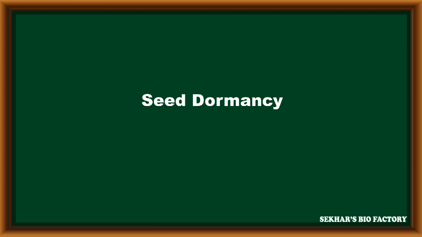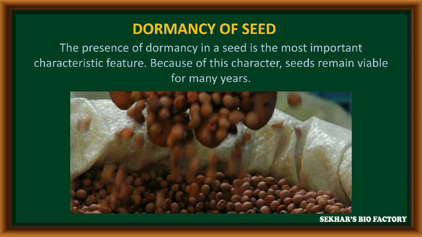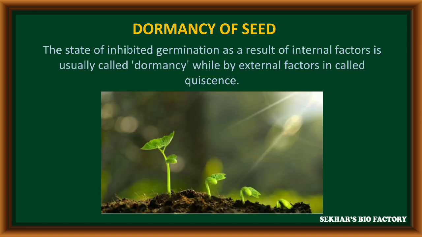The next topic is seed dormancy. The time between maturation and germination of a seed is generally known as seed dormancy or the dormancy period. The presence of dormancy in a seed is a very important characteristic feature, because it helps to store the seed for many years with viability.